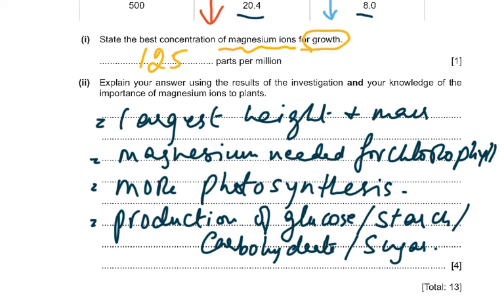And then it says explain your answer using the results of the investigation and your knowledge of importance of magnesium ions to plants. So now the first one was largest height and mass. Magnesium is needed for the chlorophyll molecule, just like iron is needed for the hemoglobin molecule. Then more chlorophyll means more photosynthesis and more production of glucose, or if you said starch or carbohydrate or sugar. So any of these was allowed, but I think production of glucose was the best to say, because then of course if it's in excess, it's going to be stored as starch. So production of glucose. And that was a 13-mark question.